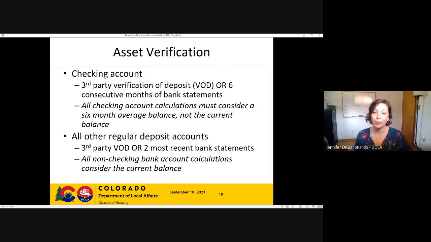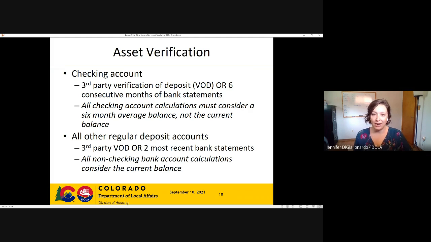And so that'll be similar to that paycheck stub caveat that I had mentioned. We want them consecutive. So these months should go January, February, March, April, May, June. So making sure we get all through those 6 months. The calculation from that 6-month average is a requirement. It can't be the current balance. And this is where it gets tricky when you're verifying between checking accounts and all other regular accounts. So for checking accounts, just a rule of thumb, there needs to be a 6-month average balance considered.